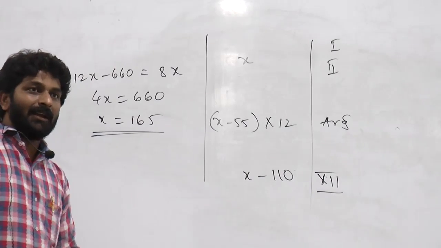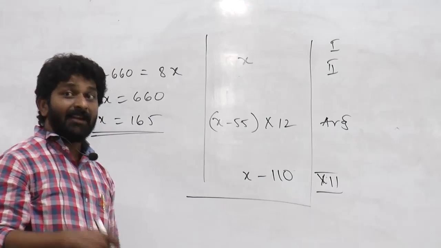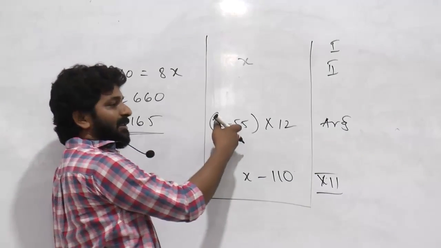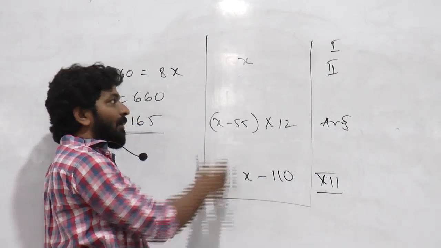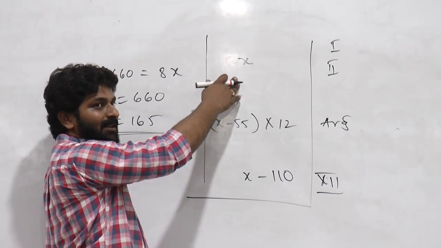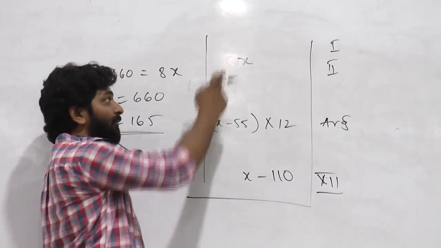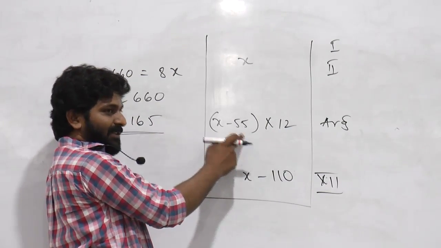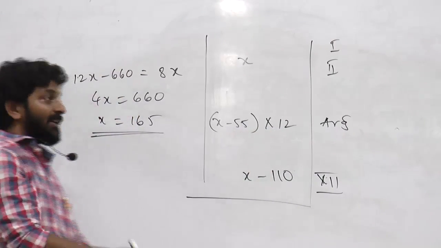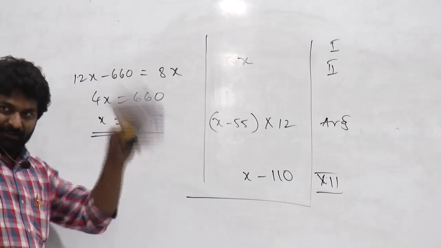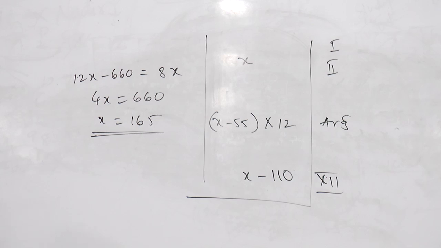So if you want to calculate the number of people involved here, you have to add these 12 values. Instead of adding 12 values, calculate the average and multiply its value by 12. You will get the total sum. As these numbers are consecutive numbers, the average is the middle number, or you can say first number plus last number by 2. That is x minus 55, this is the average, into 12 days. Number of people involved here is 12x minus 660, and that should be equal to the number of people worked in the first case, 8x. From that you can get x value as 165. So 165 people are involved.